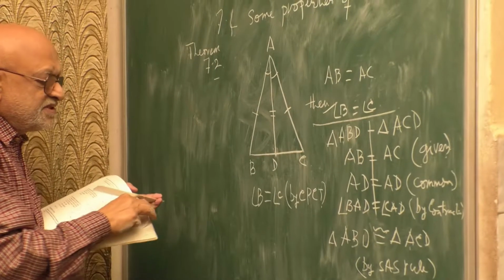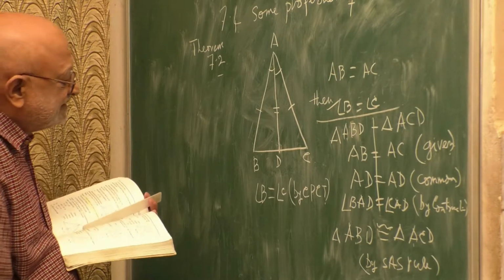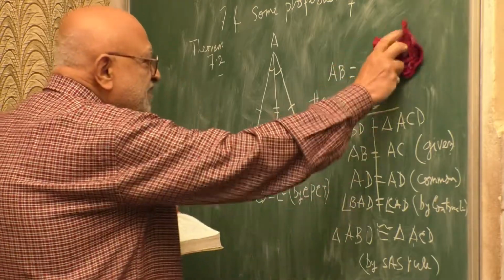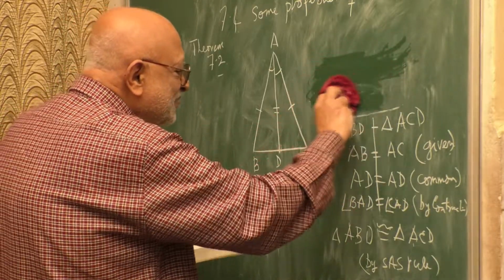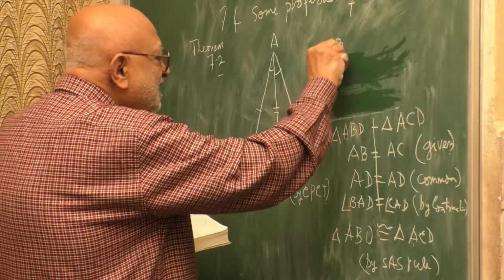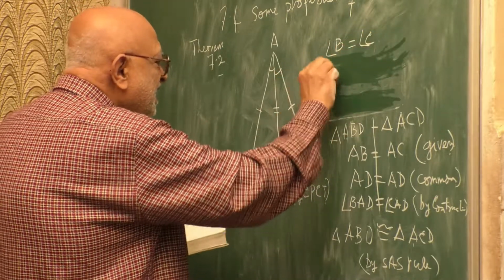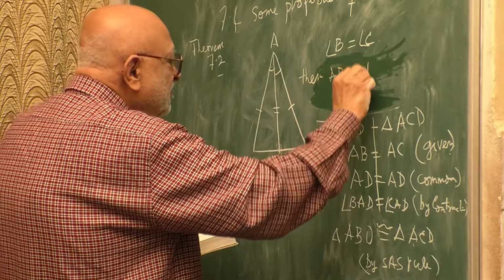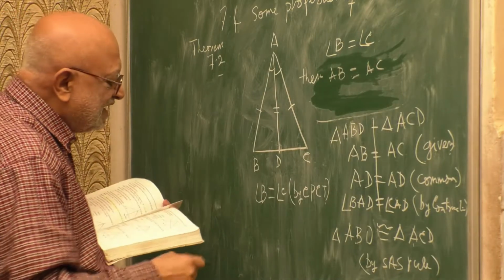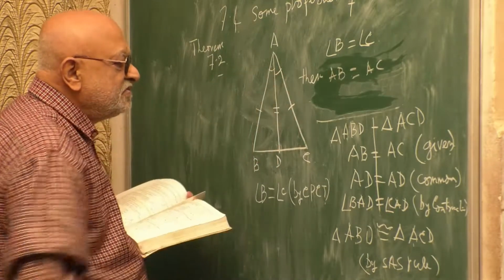What about the converse of this? What do you mean by converse? Let us do on this. Here we said this, reverse it. If we reverse this and say angle B equal to angle C, then AB would be equal to AC. Now understand this. If I find in a triangle these two angles are equal, that means these two sides are equal.